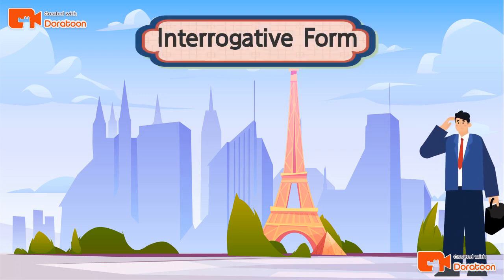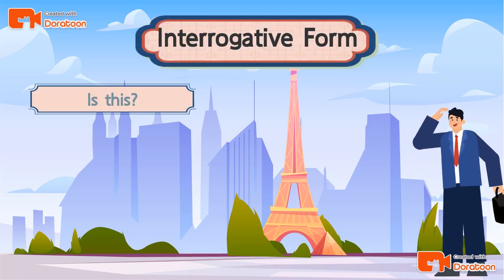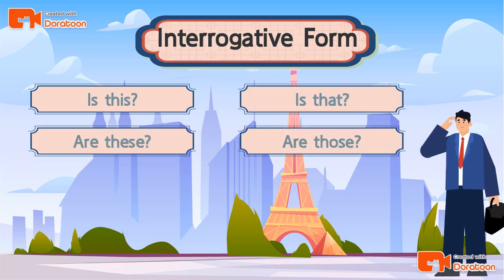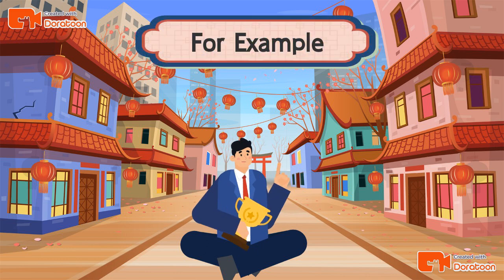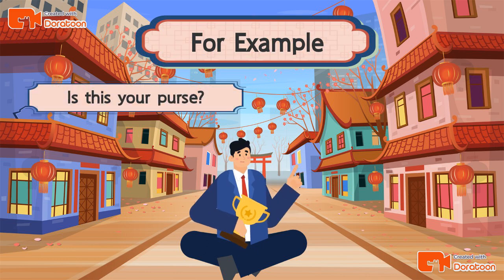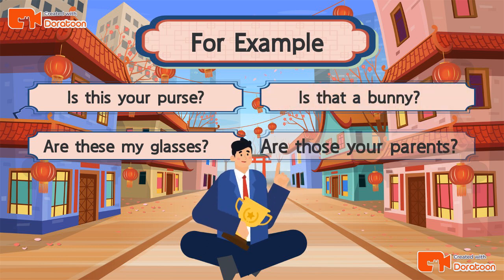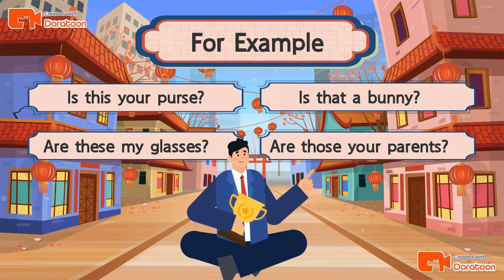Interrogative form. If we want to ask a question: is this, are these, is that, are those. For example, is this your purse, are these my glasses, is that a bunny, are those your parents?